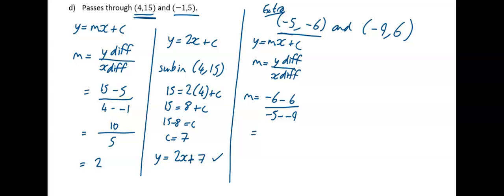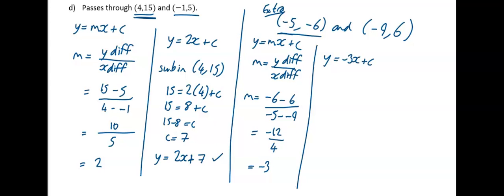So let's tidy that all up. What we have is minus 12 on the top line. On the bottom line, you have minus 5 plus 9, which would be plus 4. And minus 12 divided by 4 will be minus 3. So from here, you're going to rewrite this as y is equal to minus 3x plus c.